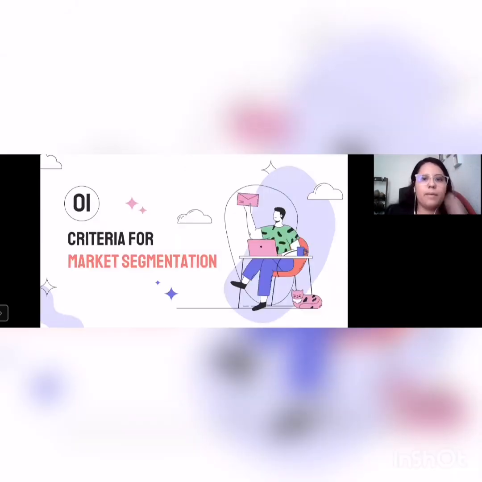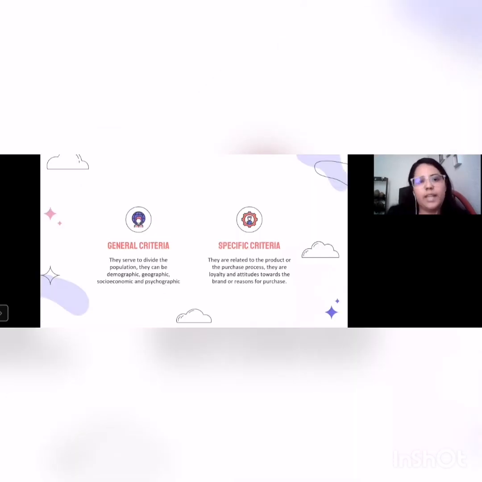Now we are going to talk about the criteria for market segmentation. According to Vertice, the essential objective of segmentation is the formation of a homogeneous group of users or buyers. To determine the groups, different criteria are used to analyze the phenomenon under study. The criteria are divided as follows. General criteria serve to divide the population. They can be demographic, geographic, socioeconomic, and psychographic. And the special criteria are related to the product's usage, their loyalty, attitude towards the brand, and reason of purchase.